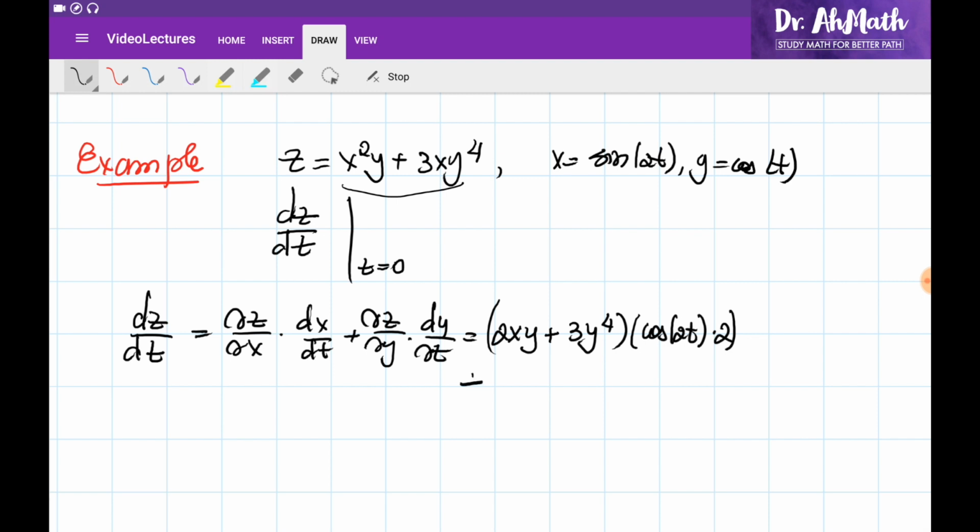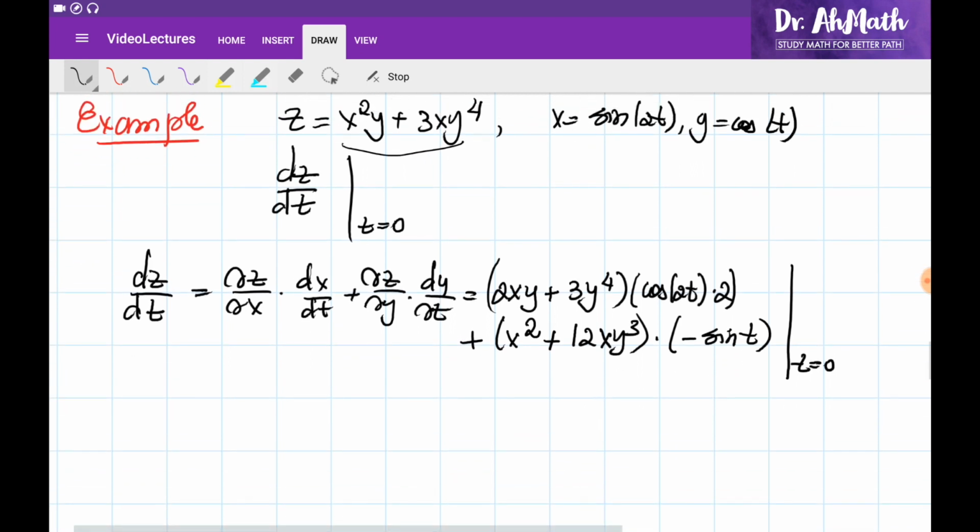So plus, the partial derivative of the z with respect to the y is going to be x squared plus 12xy to the power of 3, multiplied by the derivative of the y with respect to the t, which is going to be minus sine of t. So I need to evaluate everything at t equal to 0. So it's obvious that I can evaluate the cosine of 2t and sine of t by substituting t equal to 0. But in order to evaluate x, y, and their powers, I need to evaluate them here.